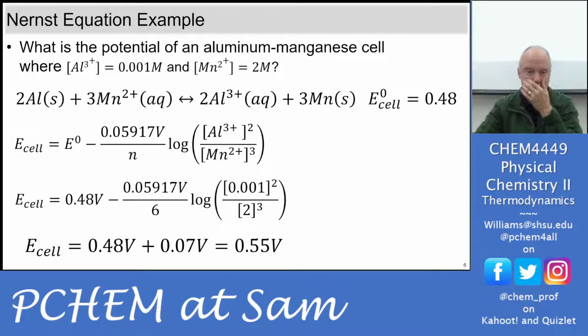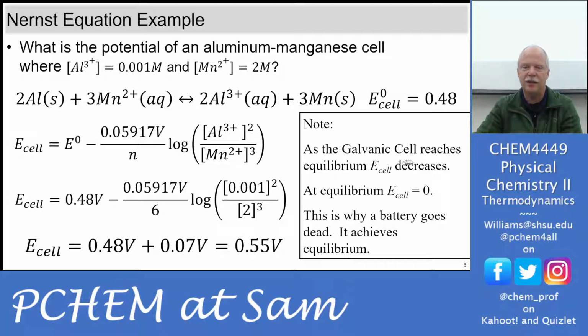Okay. Why would there be no correction if everything was 1? Well, think about it. No matter what, squares or cubes or whatever, if all of these were 1 molar, they would all be 1 over 1, and the log of 1 is 0, so this whole piece is 0. So you get the standard cell potential.